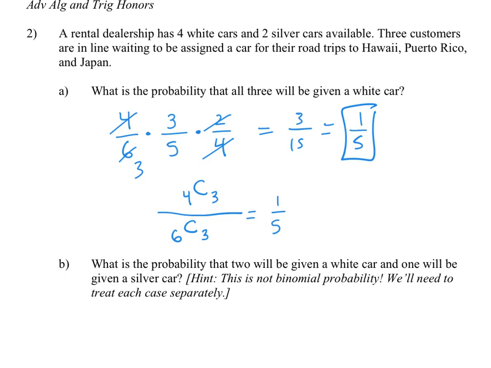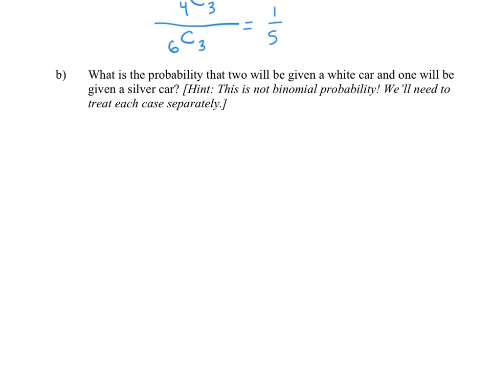Part B. What is the probability that 2 will be given a white car and 1 will be given a silver car? Using combinations, there are still 6 cars that we are selecting from, and we want to choose 3 of them. So the denominator of our probability fraction will be 6C3. To look at the numerator, let me consider these people standing in line in the first position, second position, and third position. So one way these cars could be given out is that a white car is given first, a white car is given next, and then a silver car is given third.